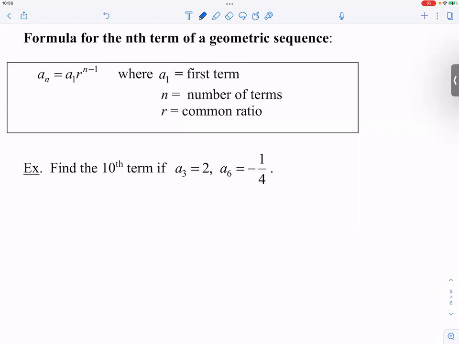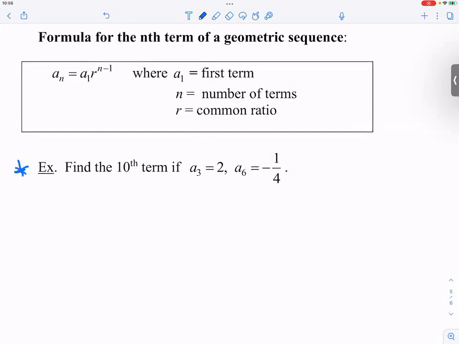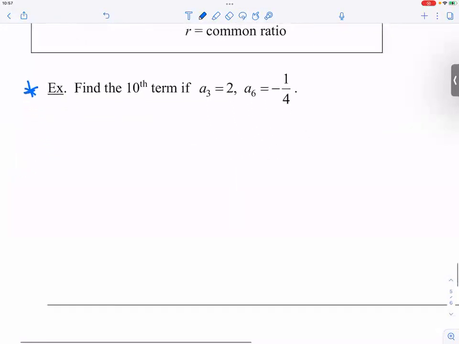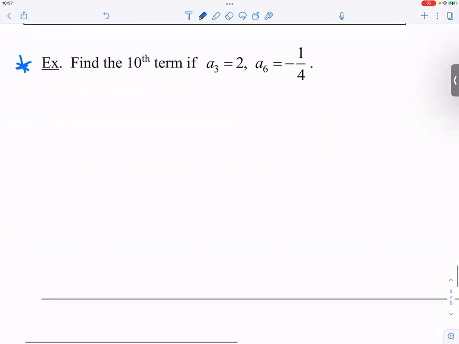So all good. Now, this example, you want to make a star, you want to highlight it, you want to do something so that you would not miss this example, because this is a pretty challenging one compared to what we had before. Now, we had a similar situation yesterday, but that was on arithmetic sequence. This is geometric sequence. We are multiplying some numbers. So what's going on here? It says, please find out the 10th term. But we give you the 3rd term and the 6th term.